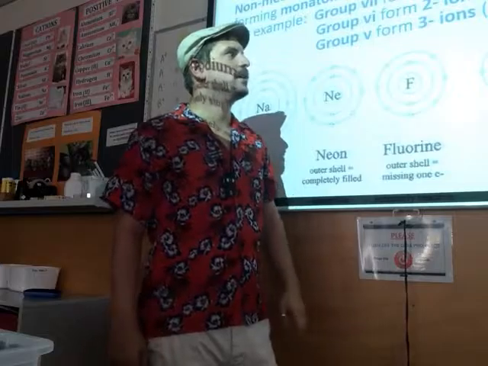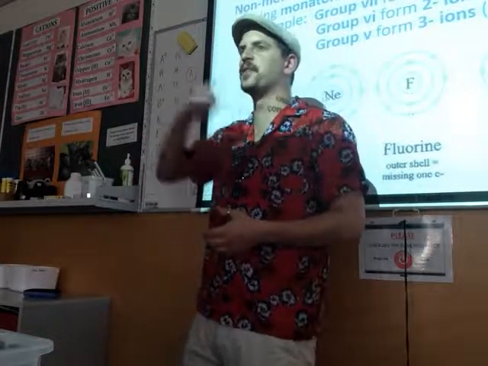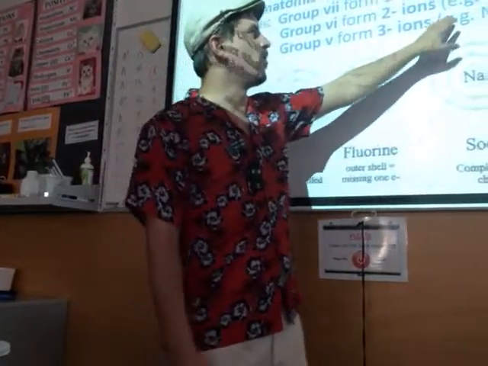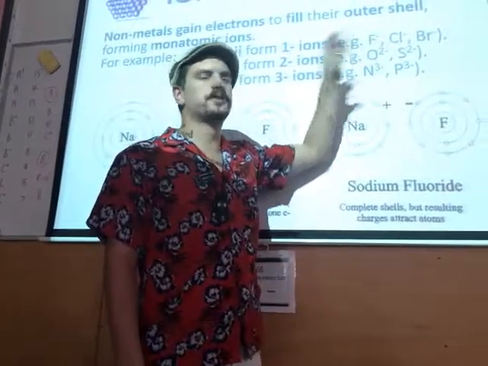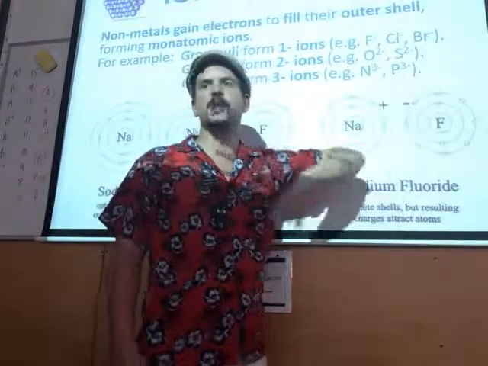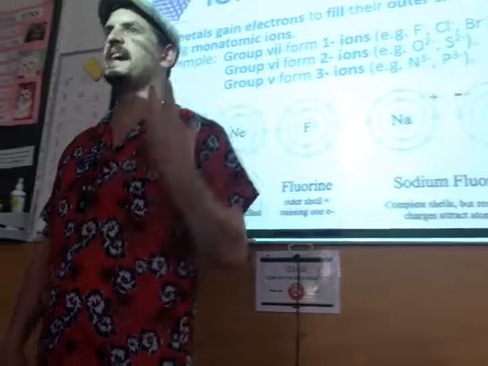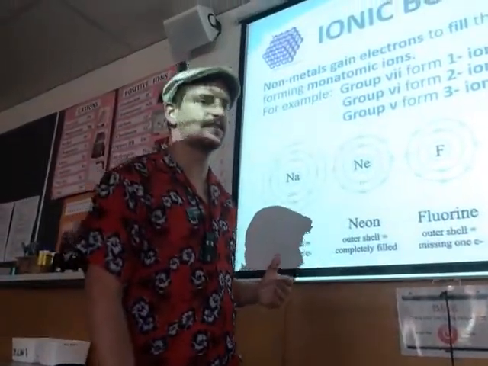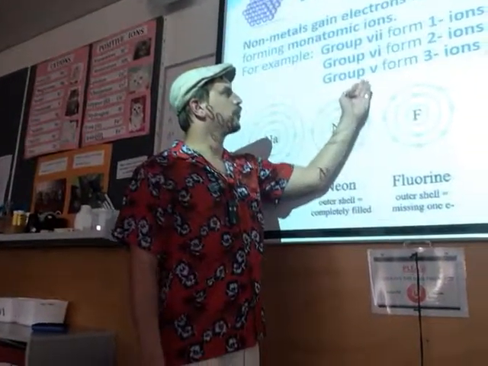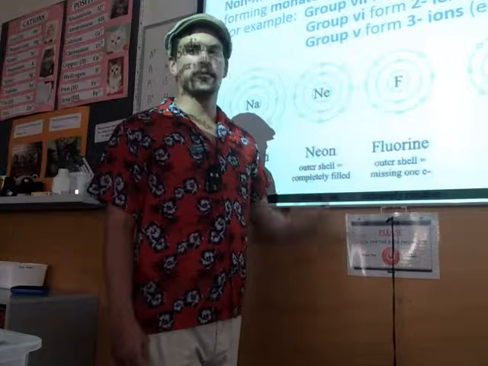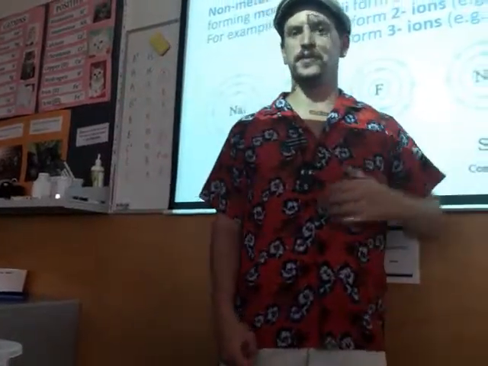Group 6. Remember, 6 electrons in the outer shell. They want to make it up to 8. They're going to form an oxide with a 2- charge or a sulfide with a 2- charge. They're gaining electrons. They're gaining negativity. Group 5s form the 3-. That's your nitrogen and phosphorus.